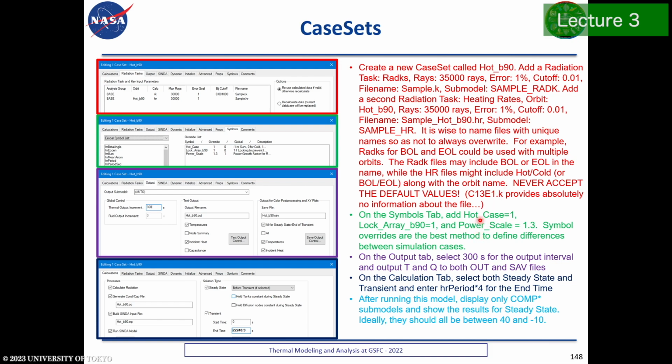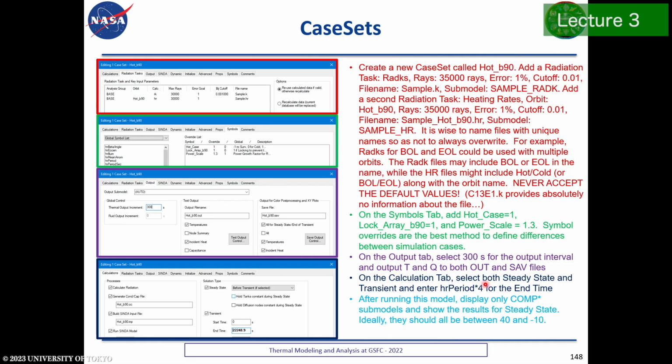On the symbols tab, we add hot case equal to 1. We add power scale equal to 1.3. We lock the array for the beta 90. We set the output frequency to every 300 seconds. It's going to output both T's and Q's to both the output file and the save file. This is ASCII. This is binary.